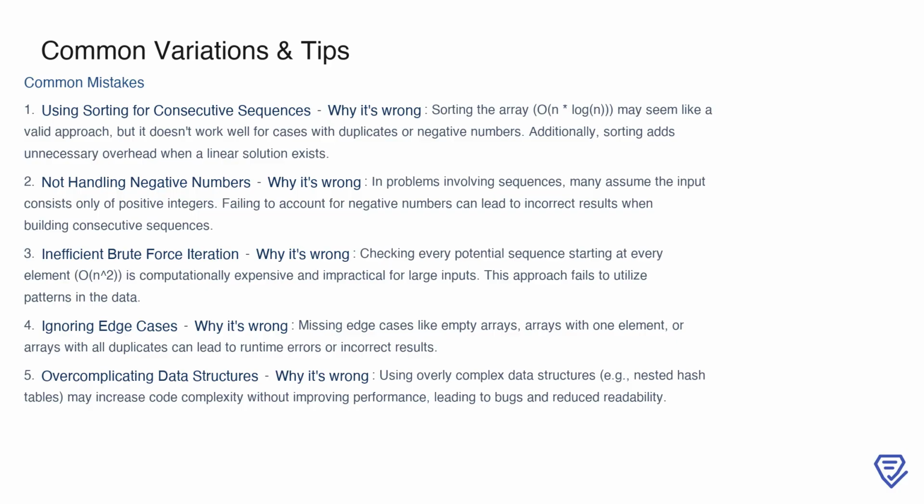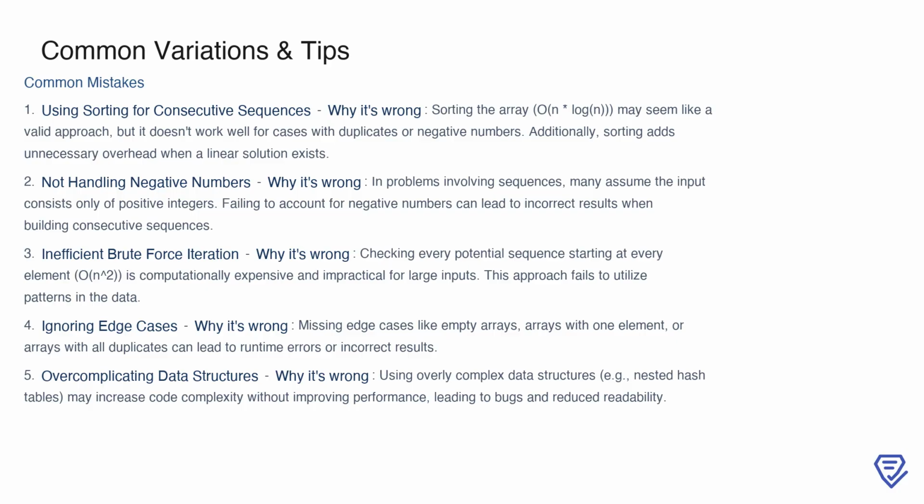Another frequent oversight is neglecting to handle negative numbers. Many assume inputs are strictly positive integers, but failing to account for negatives can disrupt sequence calculations. Inefficient brute force methods, such as checking every possible sequence starting at every element, can result in a prohibitive O(n^2) complexity, which is far too slow for large inputs.